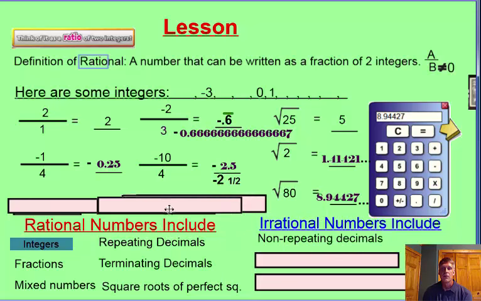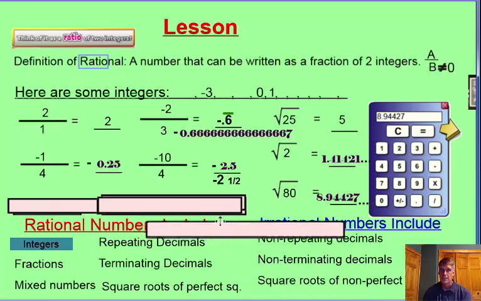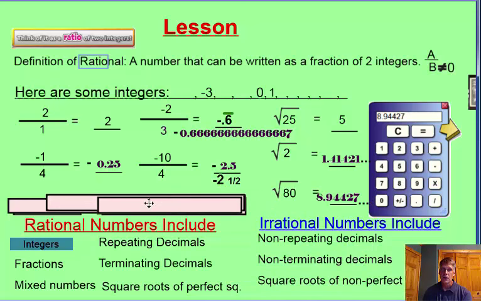So let's look at what we got here. Here's our list. Non-repeating decimals. Okay? Non-repeating decimals are irrational. Non-terminating decimals that don't stop. They keep on going. And the square roots of non-perfect squares. These are non-perfect squares. They will give me the non-terminating decimals that keep on going. Those are called irrational numbers.